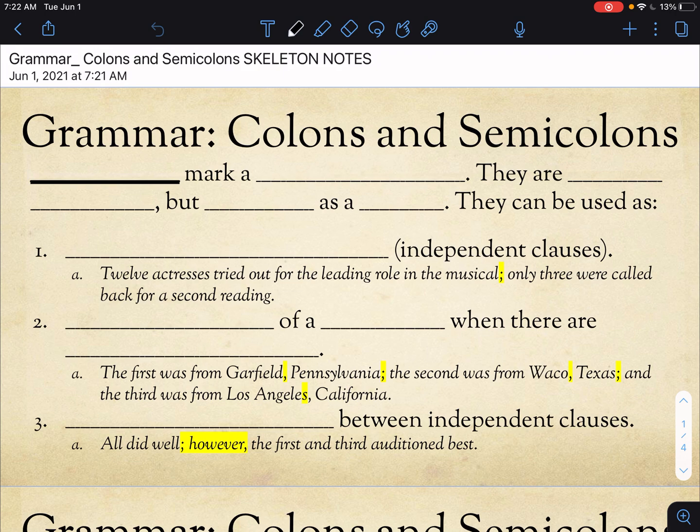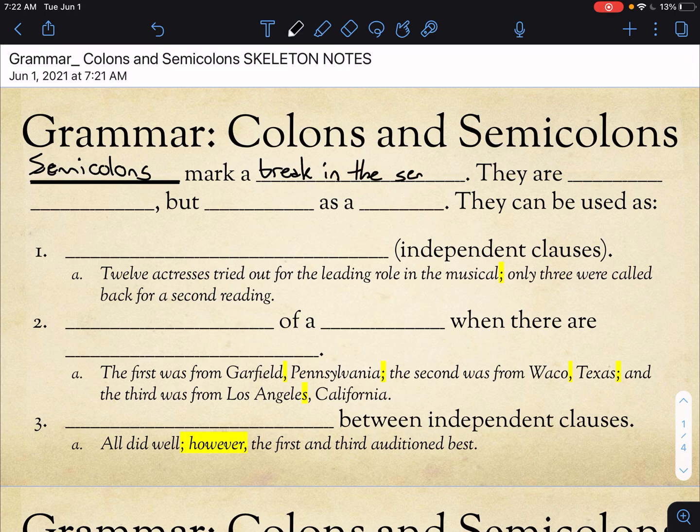Today we're going to talk about our last week of grammar concepts for the semester, and that is colons and semicolons. To start, semicolons. These mark a break in the sentence.